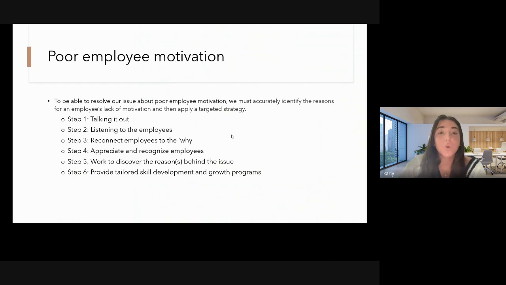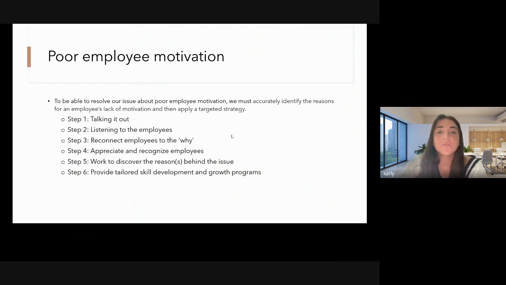Step 5 is to work to discover the reasons behind the issue. Low workplace morale does not always mean there is a toxic atmosphere. It can also be caused by things like too much control, unclear goals, or an unbalanced work-life situation. To improve morale, trust your team, give them freedom to work, set clear and achievable goals, and offer flexible work options to help with work-life balance.